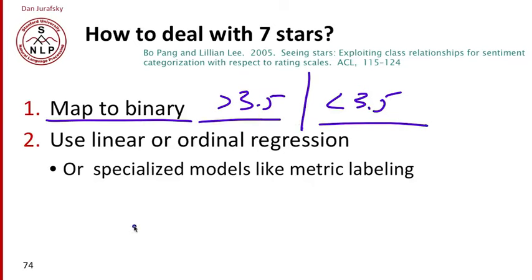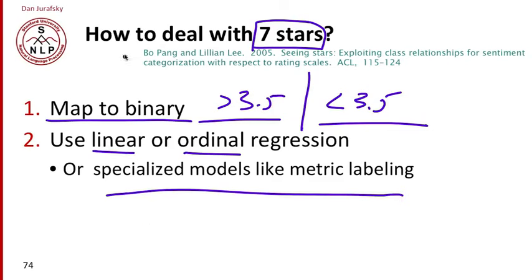Or we can actually attack the 1 to 7 classification task directly by using linear or ordinal regression, or specialized models like metric labeling that's used by Pang and Lee. So again, we can either downsample and just do binary classification, or we can use a more advanced method of classification that lets us predict an ordinal value or a real valued number.